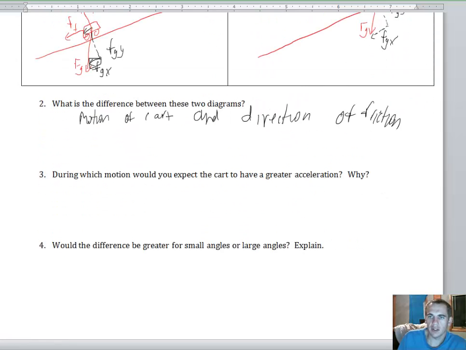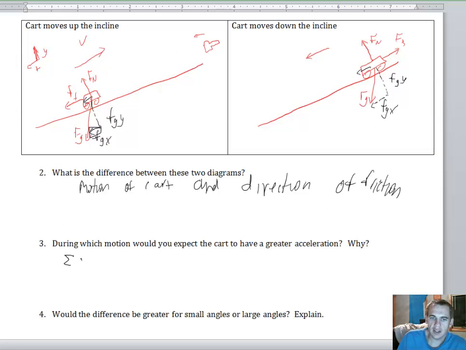During which motion would I expect the cart to have a greater acceleration? Well, remember, forces cause acceleration. Net force equals mass times acceleration. Since we're not changing the mass of the cart, all we're changing is the force. Friction acts down the incline, friction acts up the incline. I expect the acceleration to be greater when the force is greater. Well, over here, Fgx and the force of friction are in the same direction. They're both down the incline. Over here, one's up the incline, the frictional force, one's down the incline. So I would expect the acceleration to be greater on the way up, because friction and gravity are together.